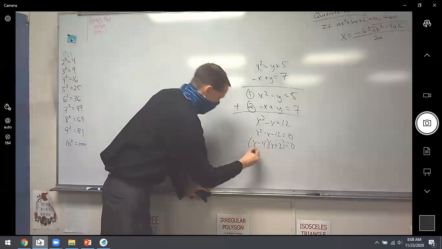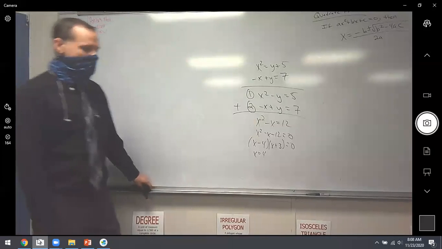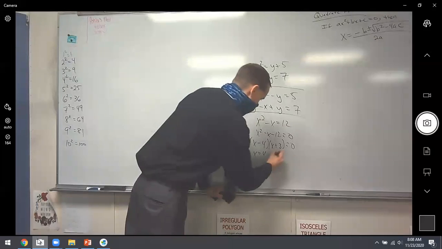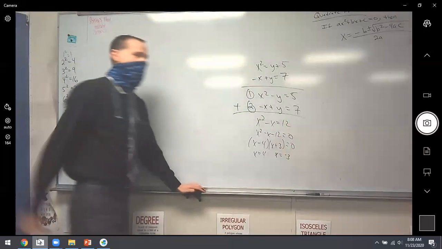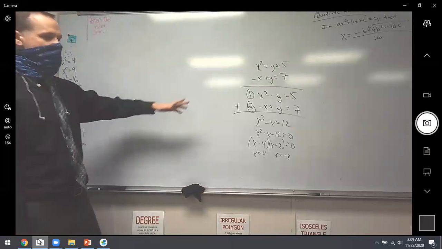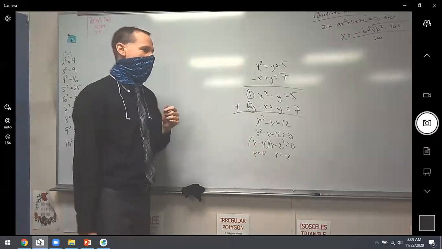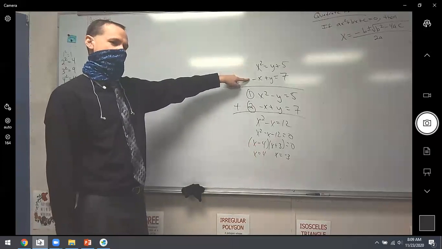What makes x minus 4 equal to 0? x being 4. What makes x plus 3 equal to 0? x being negative 3. And now we got our x's. So just like before, you got two different answers. That's okay. Take them, plug them back in somewhere. Probably this one looks a little easier to work with, I would think.